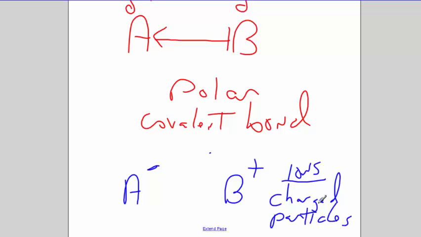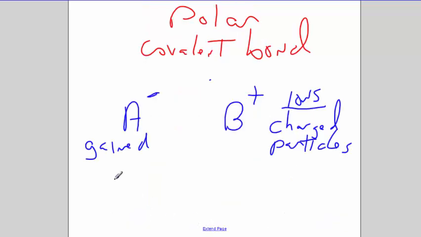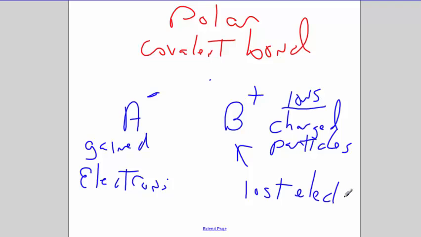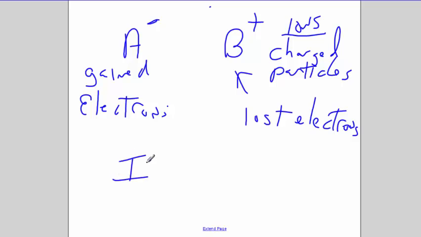Now remember, electrons are negative. So something that is negative has gained electrons. And something that's positive has lost electrons. I know that's weird. I know we don't think of positive as being lost, but electrons are negative. So things that are positive have lost electrons and things that are negative have gained electrons. And now we have ions. This is no longer a covalent bond. This attraction between negative things and positive things is called an ionic bond.